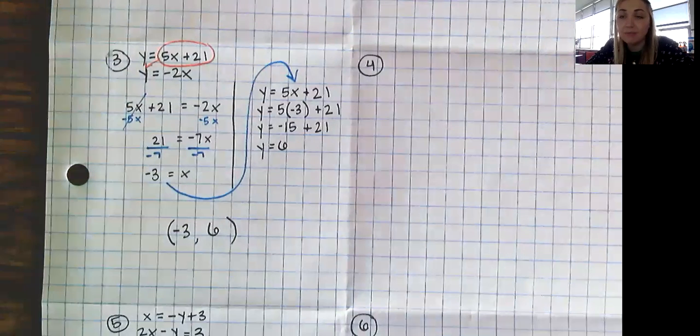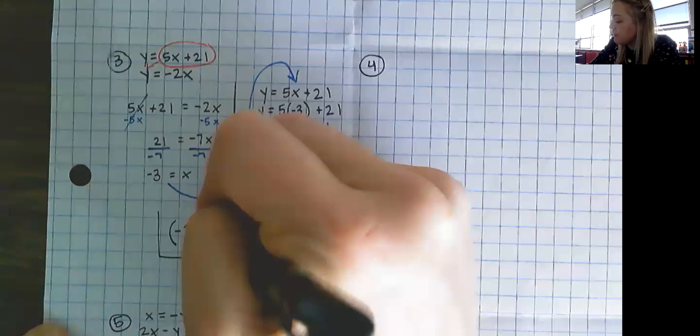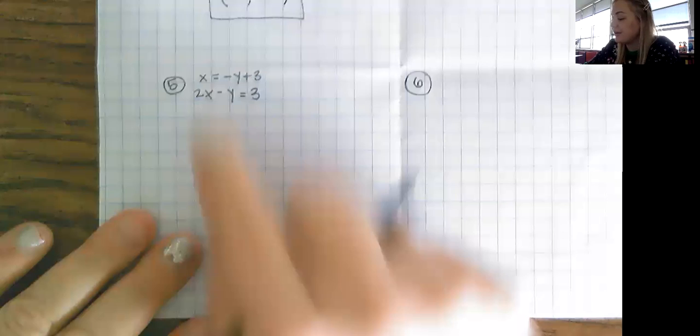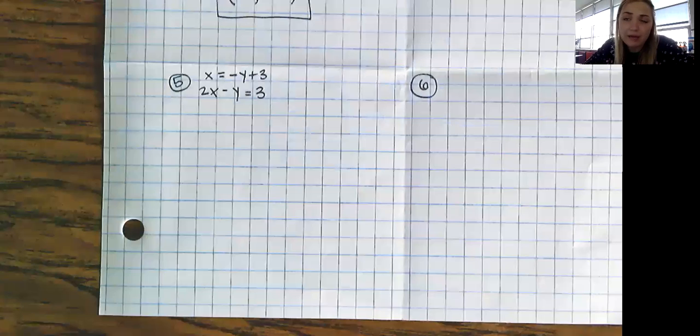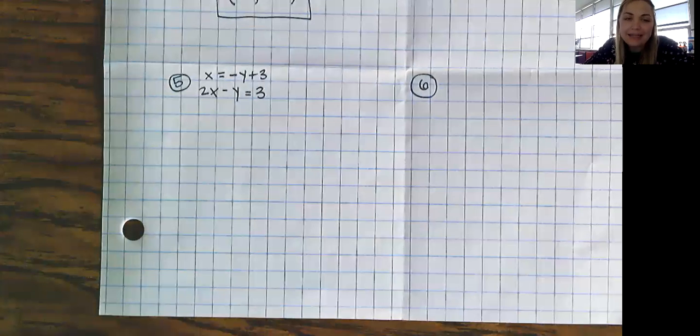All right, let's look at problem number 5 as well. So this is our final answer for problem number 3. On problem number 5, we'll slide down and we're going to write down x equals negative y plus 3 and 2x minus y equals 3.